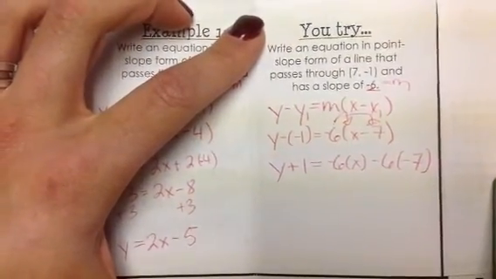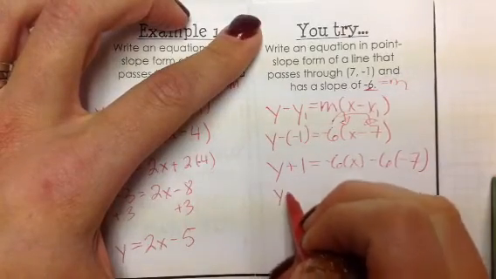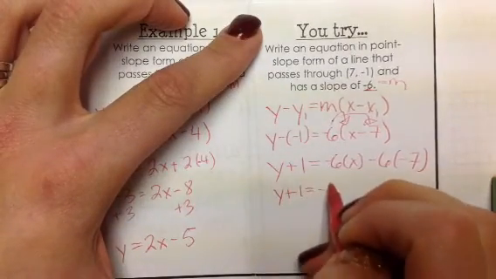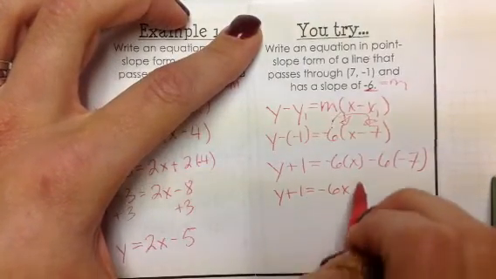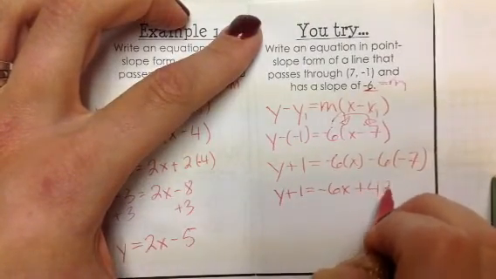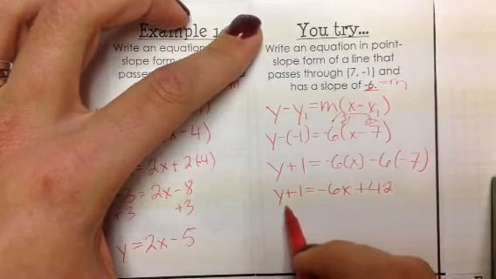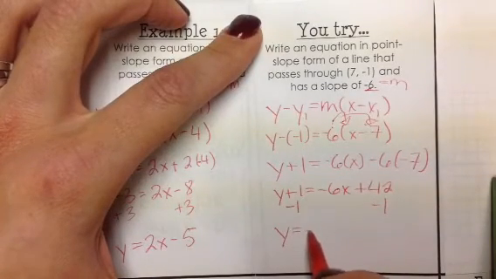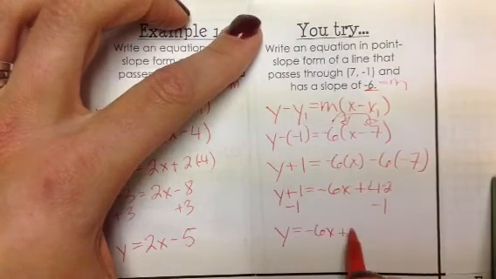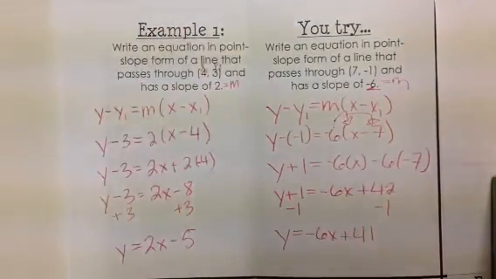Let's make sure that's all. I can simplify, and I will have y plus 1 equals negative 6x. Negative 6 times negative 7 is positive 42. And then I want to get y by itself, so I'm going to subtract 1 from both sides. I get y equals negative 6x plus 41. Hopefully that's the answer you got. Please continue on now to example 2.